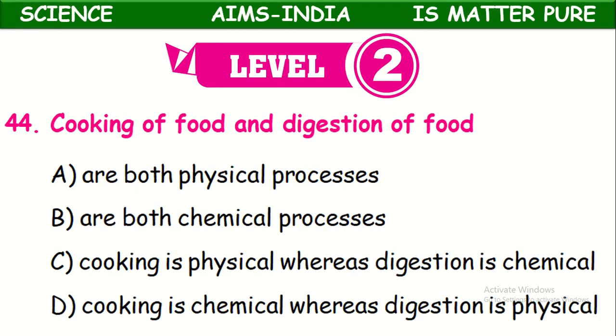See the first one. Cooking of food and the digestion of food. What kind of changes are these two? What kind of process are these two? In both, chemical change occurs. These two are changes in which the chemical composition of the substances changes. And we can say one more point here, these two are completely irreversible changes, isn't it? So we can say these two are chemical processes.